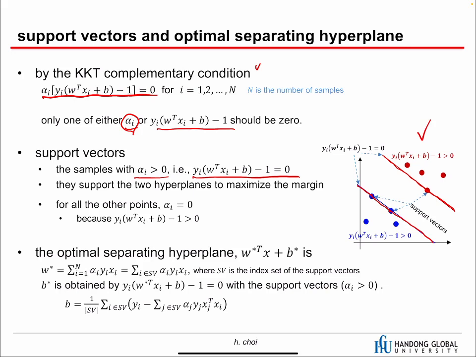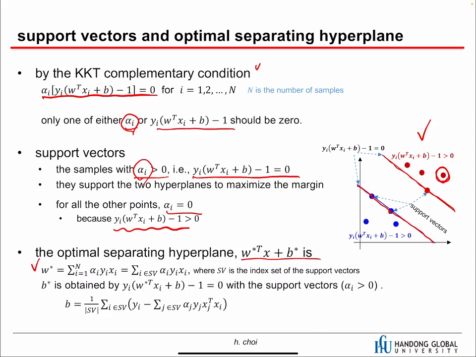So in this example, we have 3 support vectors. Only they have a positive alpha i, and for all the other points, alpha i is 0, which means this one is positive. This one, W transpose Xi plus b, is greater than 1. Okay, so now the ultimate separating hyperplane is this one. We don't actually solve these equations by ourselves. We're going to use some tools later.